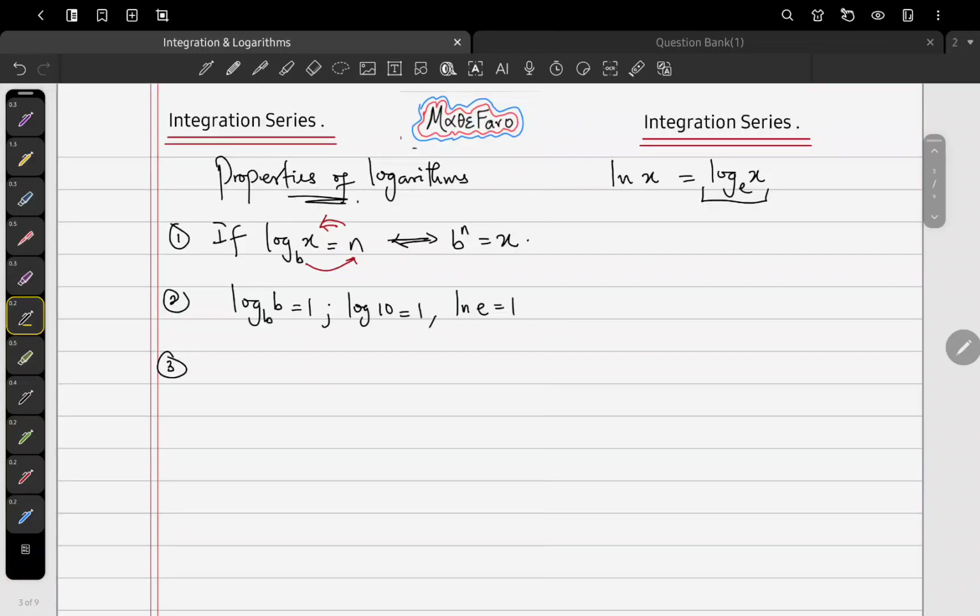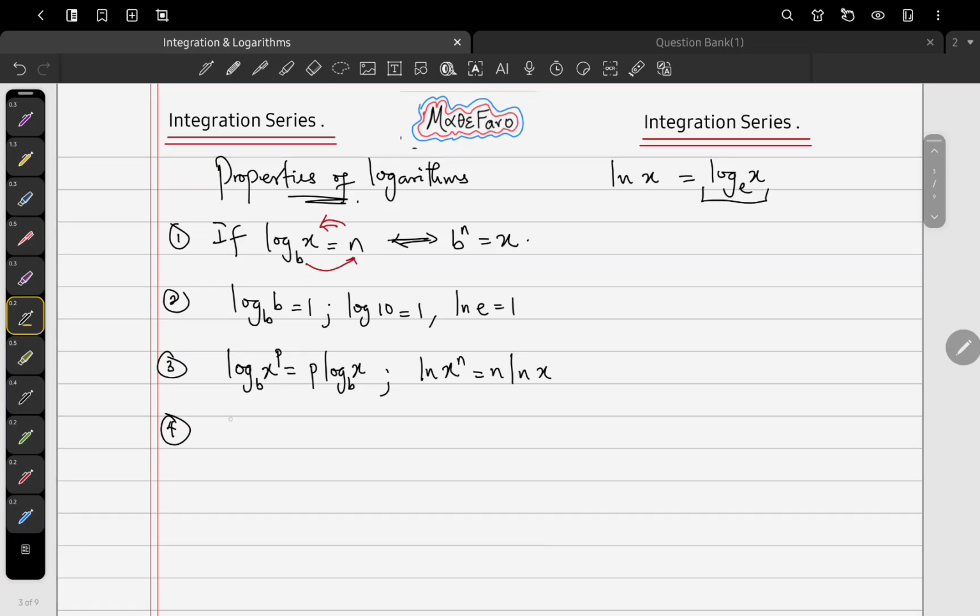Then we also have the other property: the logarithm of x to the power of p, to any base b, is equal to p times the logarithm of x base b. In other words, the natural log of x to the power of n is equal to n times the natural log of x. All right, these are very basic properties, I must confess.